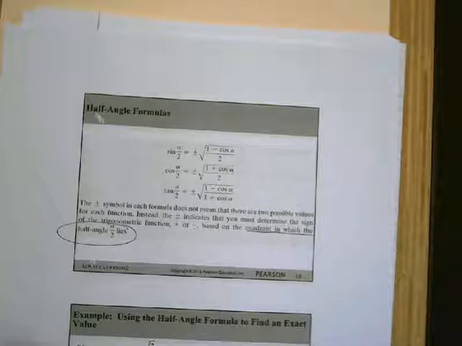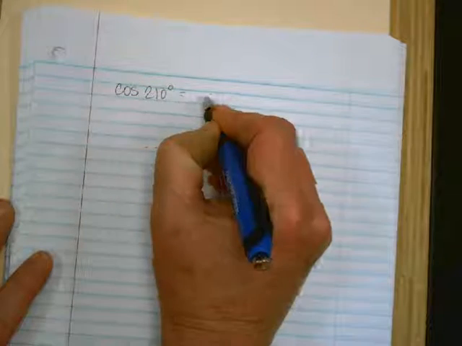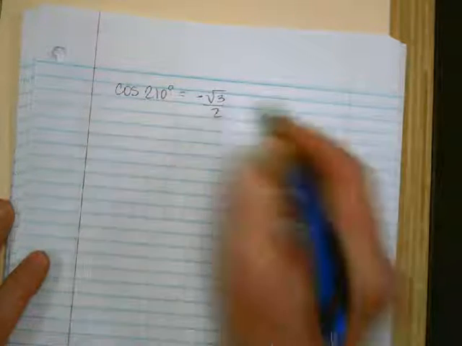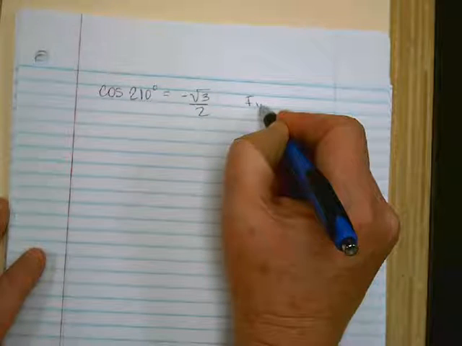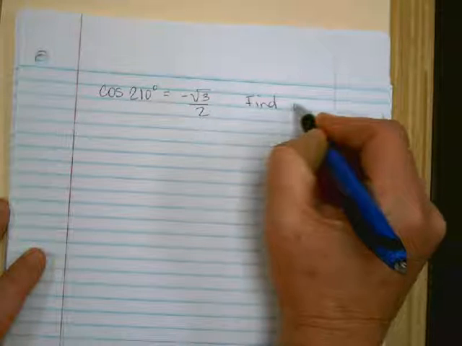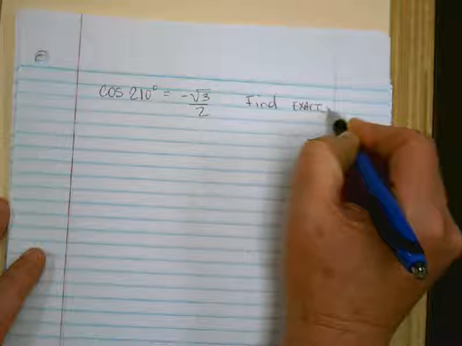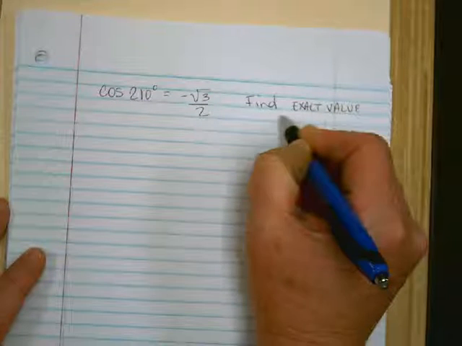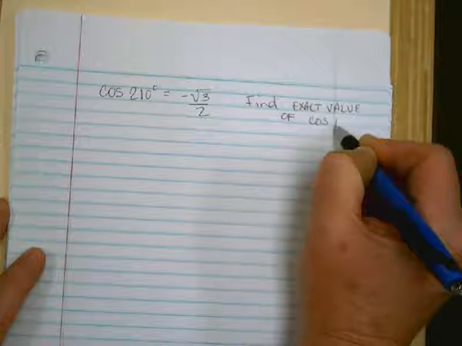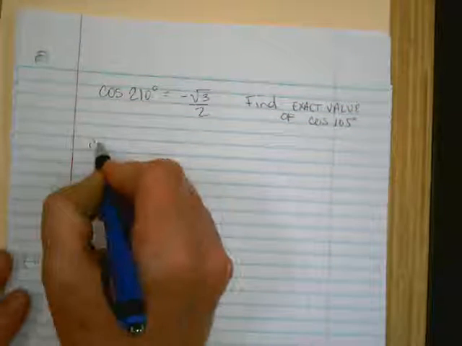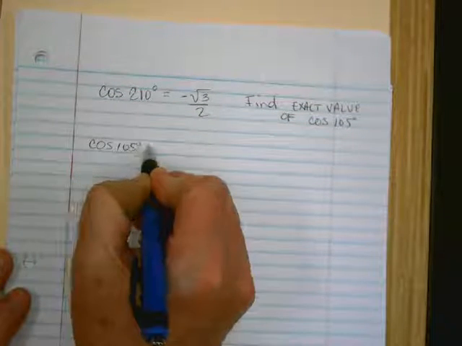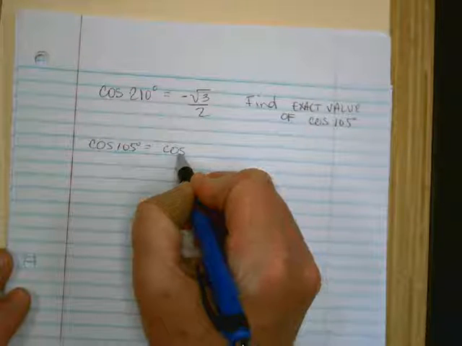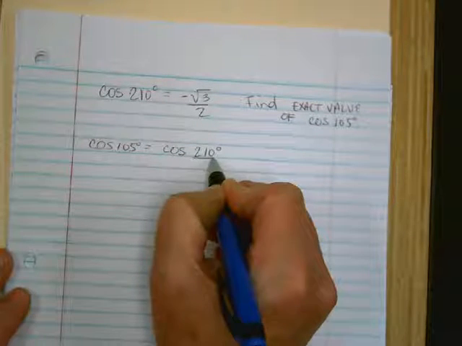So let's look at a first example. It says cosine of 210 degrees is equal to negative square root of 3 over 2. Find the exact value of cosine of 105 degrees. Well, cosine of 105 degrees is equal to the cosine of 210 degrees over 2.